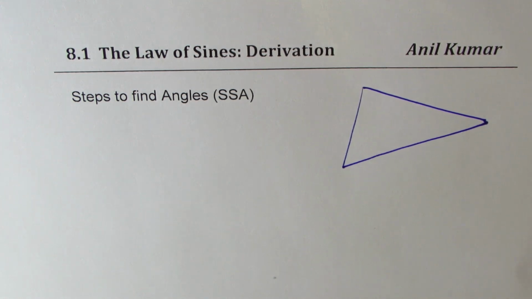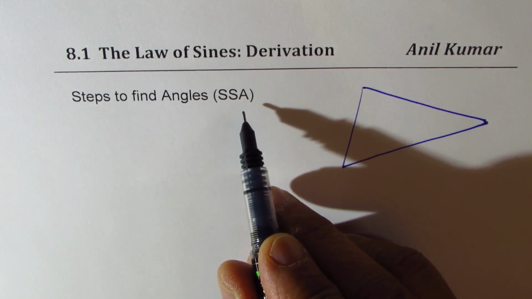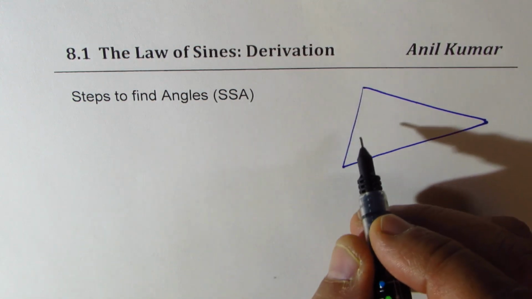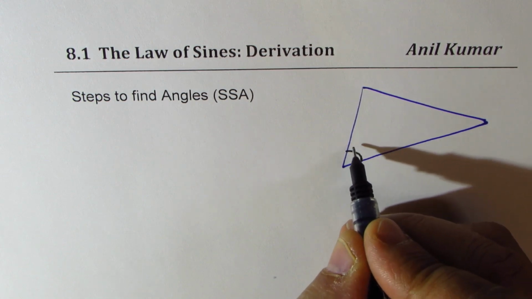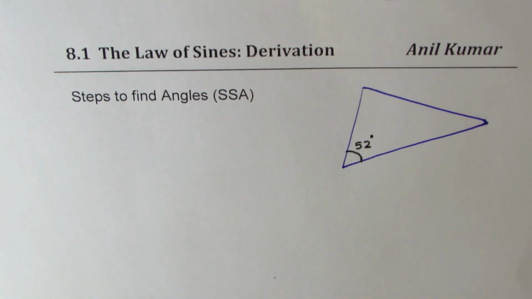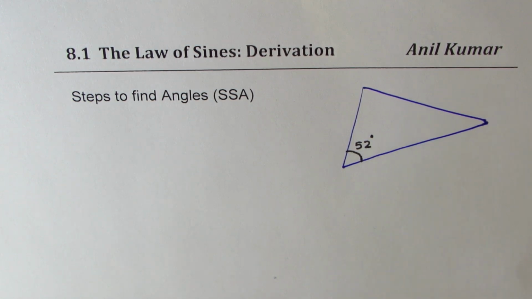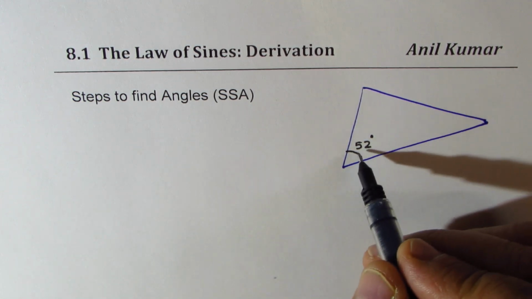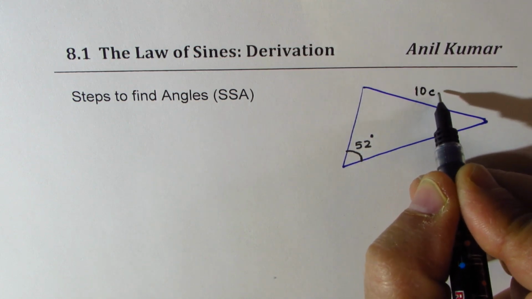So in this particular triangle, we are given two sides and an angle. Let's fix the angle first. Let's say this angle is given to us as 52 degrees. Now the sides which we are talking about, we should definitely have a side which is opposite to this angle. That's very critical, right? So one of them has to be the side opposite to this angle. Let's say this side is 10 centimeters.